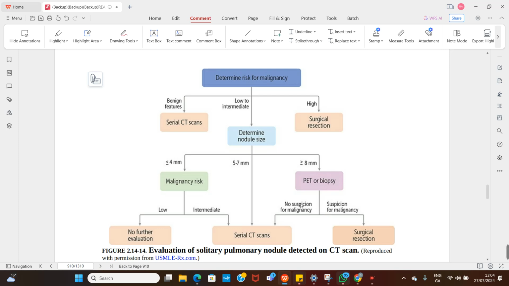If you see that it's suspicious for malignancy, remove it. If it's not suspicious, do your serial CT scan monitoring, because 8 is a lot. 8 is not something you can just abandon. So you have to do your serial CT scan monitoring, even if you have done your PET or your biopsy and you are not seeing anything that looks like malignancy. But if you do your PET and your biopsy and you are seeing malignancy, resect it. So that's for value of 8 and beyond.